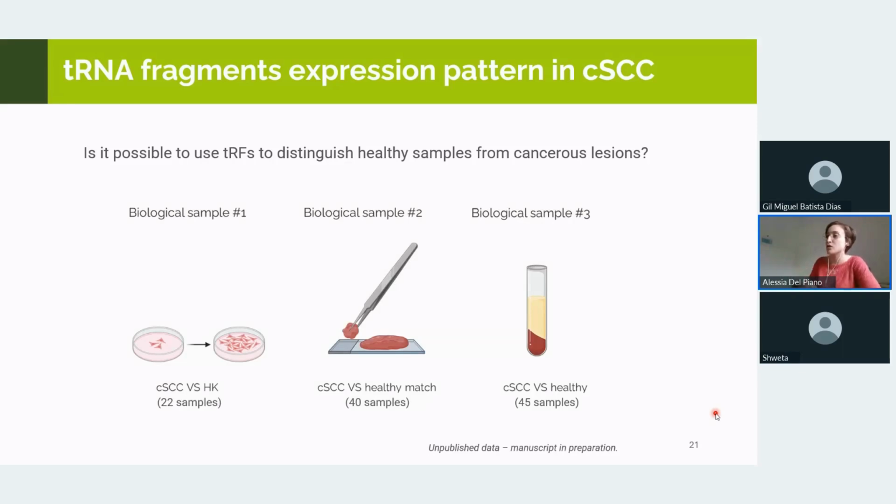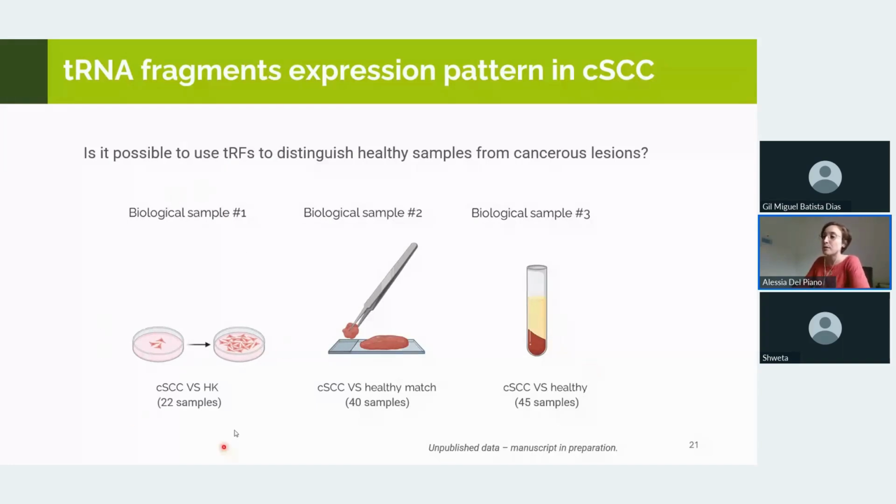To answer this question, we used three different methods. The first one is cell lines derived from healthy donors and CSCC patients. Then we switched to matched skin tissue, in which, from the same patients, both the healthy skin and the lesion were taken. And then in the end, we screened the plasma by qPCR of healthy donors and CSCC patients.